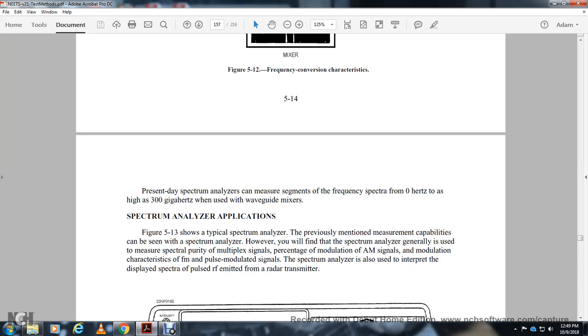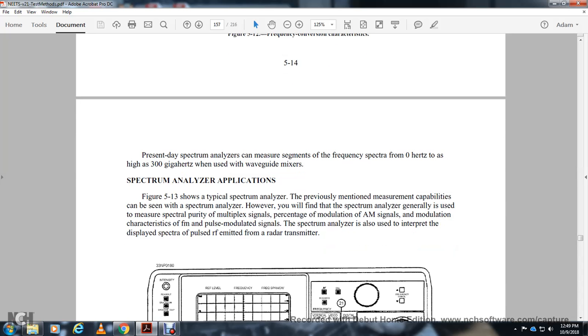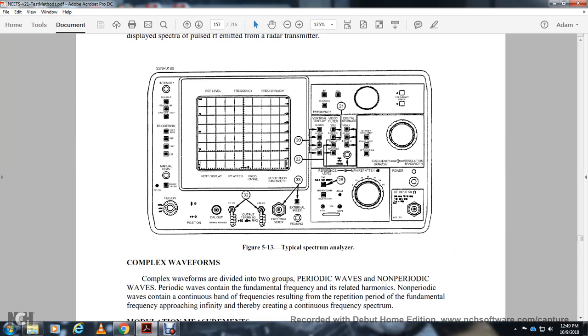Spectrum analyzer applications. Figure 5-13 shows the typical spectrum analyzer of the previously mentioned branch, with the capabilities that can be used. With the spectrum analyzer, you will find that generally you measure the spectral purity of the multiplex signal, the percentage of modulation of the amplitude modulation signal, the modulation character of the frequency modulation, and the pulse modulated signal, and the spectrum analyzer interprets the displayed spectrum of the pulse with the frequency emitted by radar transmission.